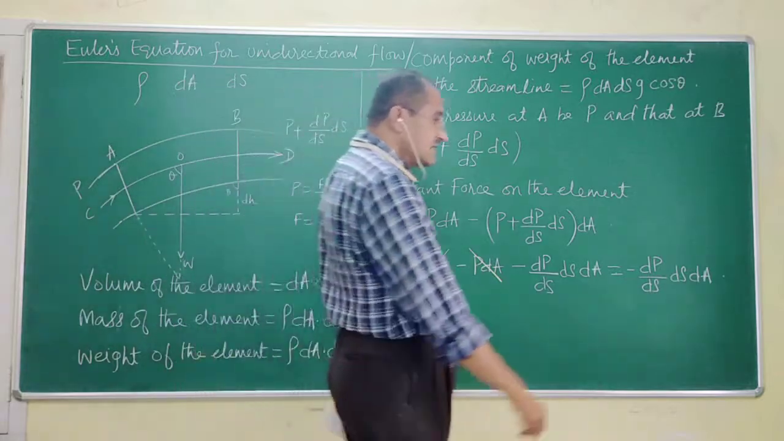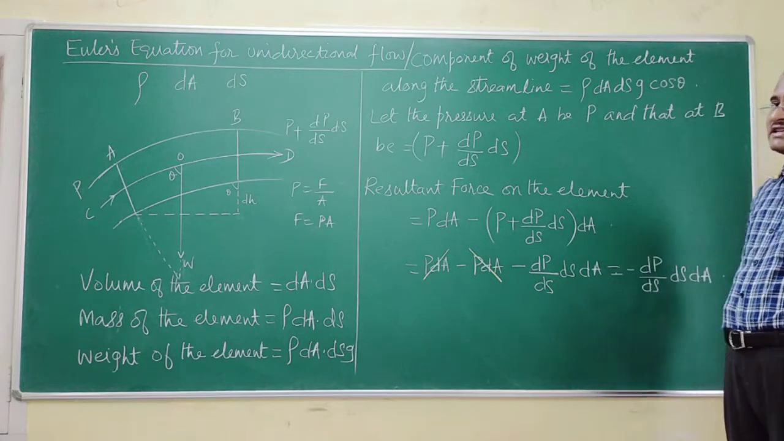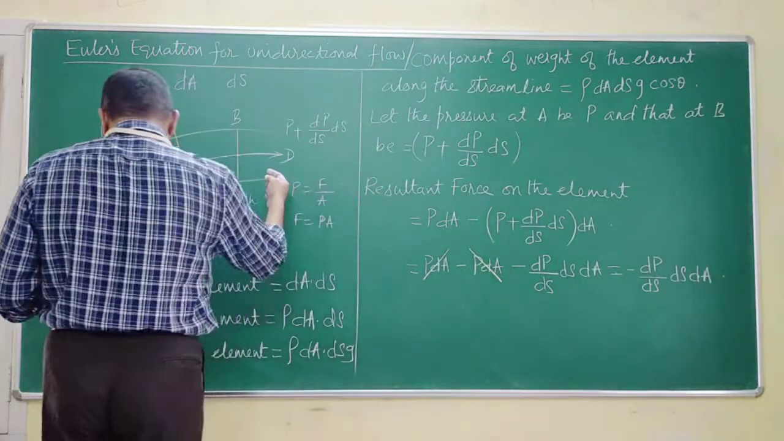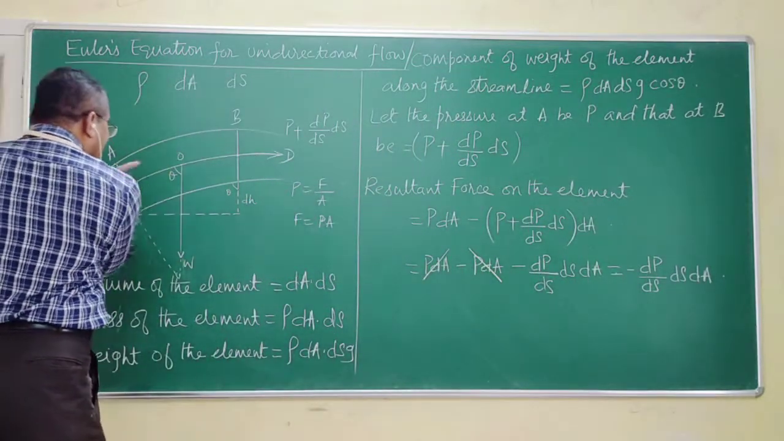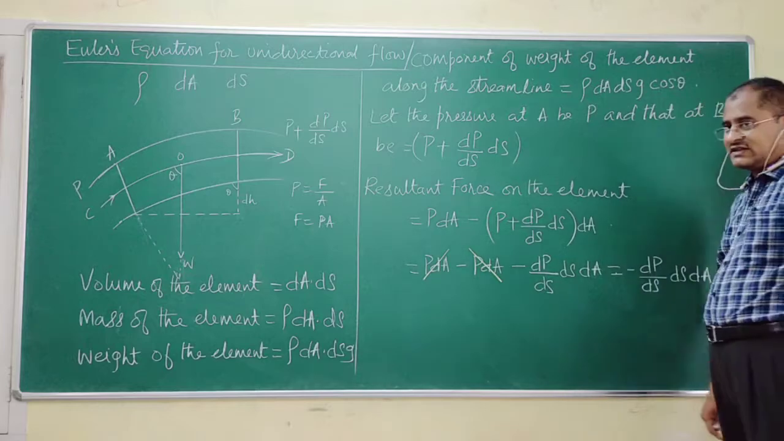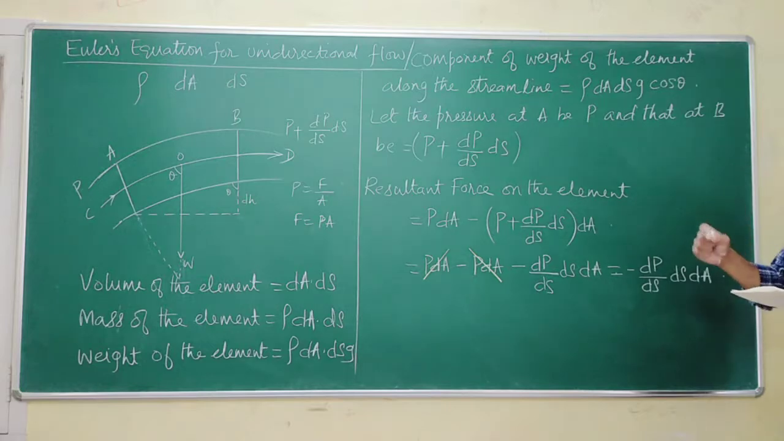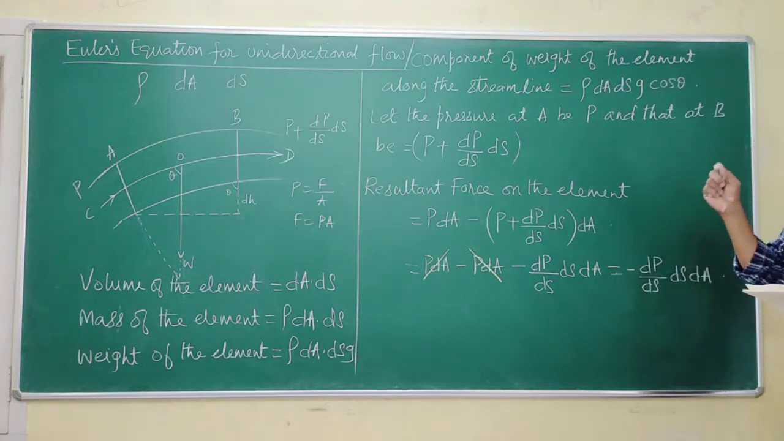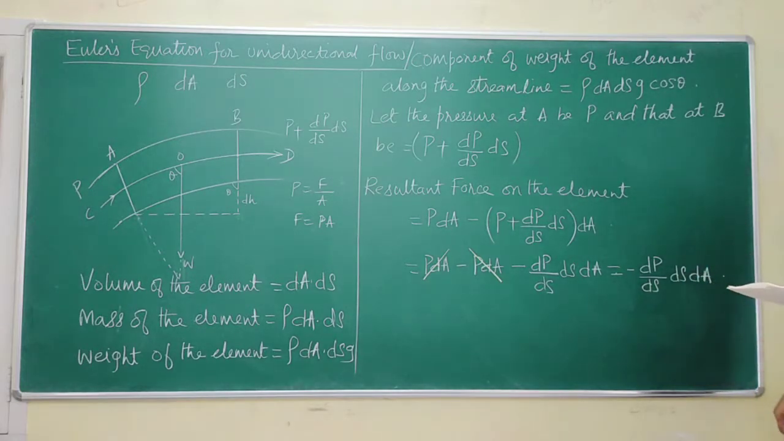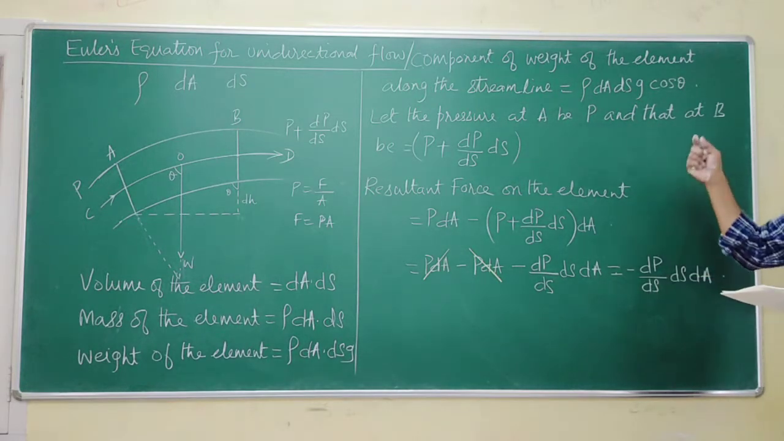Now, this force, the negative sign, what does it indicate? The negative sign indicates that this force is directed in a direction from B to A, against the flow of the streamline. Please note the minus sign. Therefore, the net force we have to calculate, net force on the element. This is the resultant force of the element. This force is directed from B to A.